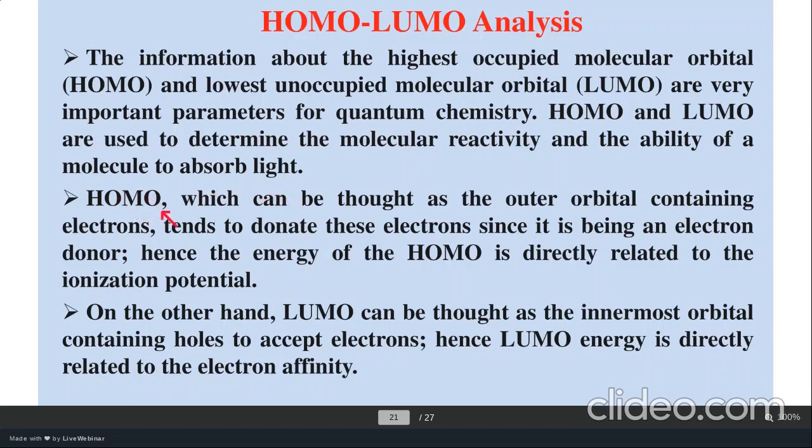The HOMO, that is the highest occupied molecular orbital, can be thought of as the outer orbital containing electrons, which tend to be donated since it is an electron donor. Hence, the energy of the HOMO is directly related to the ionization potential. On the other hand, the LUMO can be thought of as the innermost orbital containing holes to accept electrons. Hence, the LUMO energy is directly related to the electron affinity.